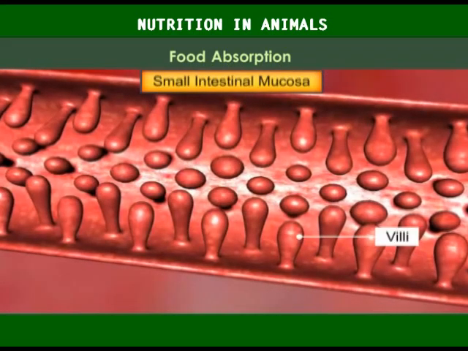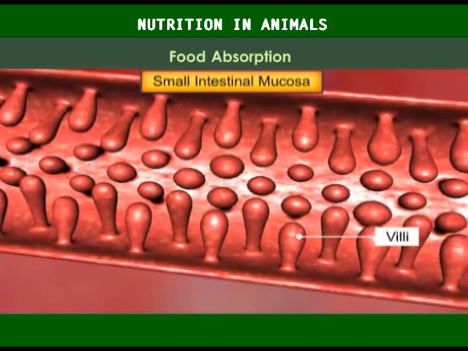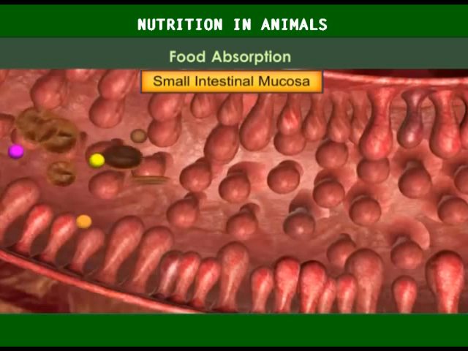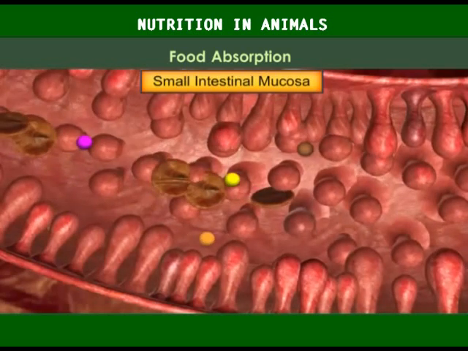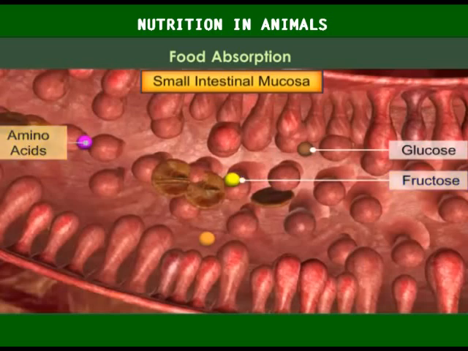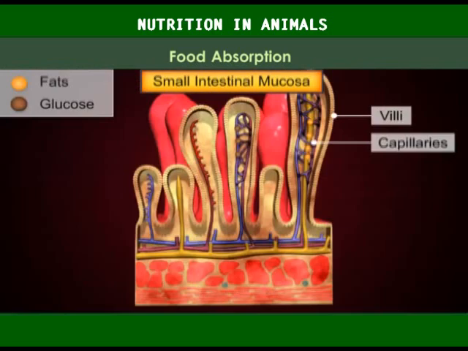The villi on the ileum wall increase the surface area for absorption. They help to absorb the digested nutrients such as glucose, fructose, amino acids, and electrolytes. These nutrients pass through the intestinal mucosa into the bloodstream and are distributed throughout the body.